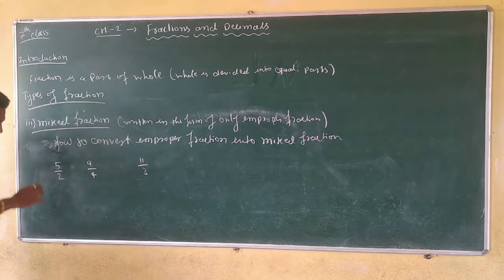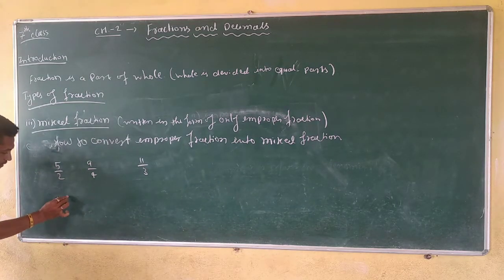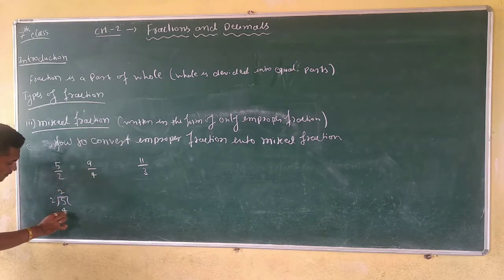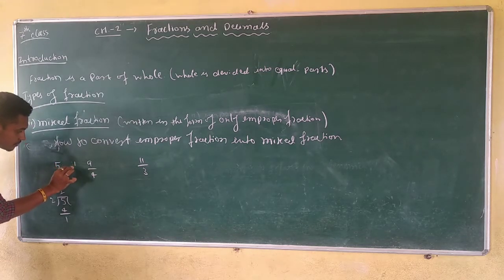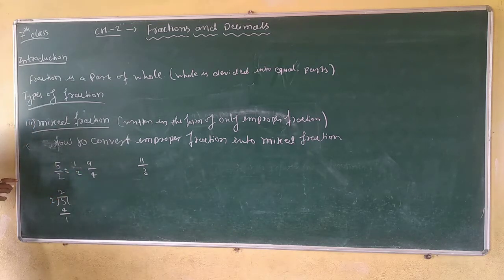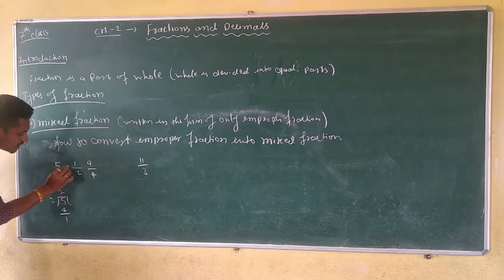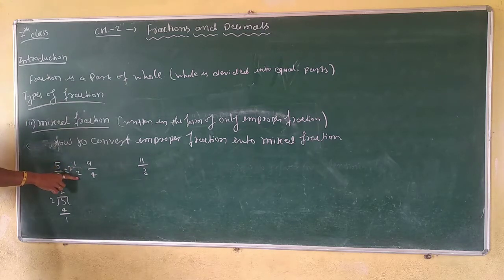See here, take 5 divided by 2. 2 2s are 4. The remainder is 1. Is it right? So the remainder is taken as the numerator over 2, the denominator is written in the denominator place as it is, and our quotient is written here. So 2 and 1 divided by 2 is equal to 5 divided by 2. Let's check: 2 2s are 4, 4 plus 1, 5, 5 divided by 2.